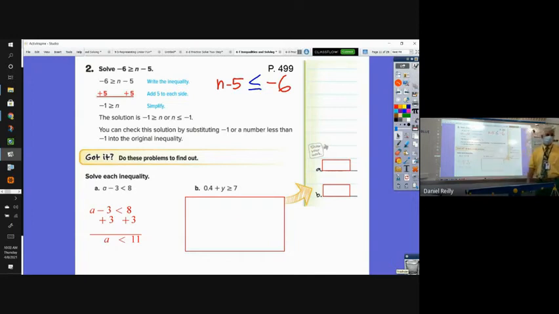What is my step in letter B here? Emma, what is my step to solve letter B?